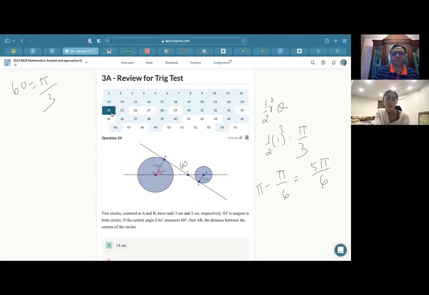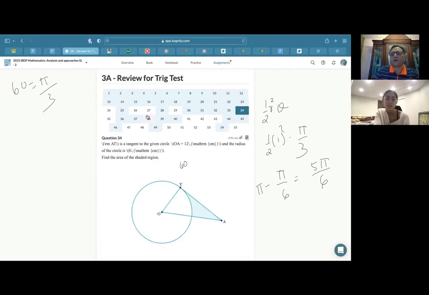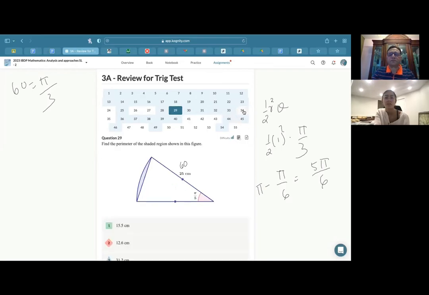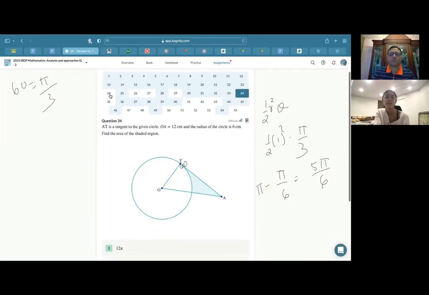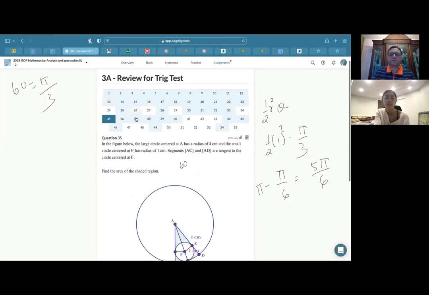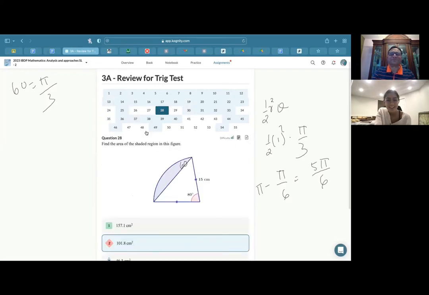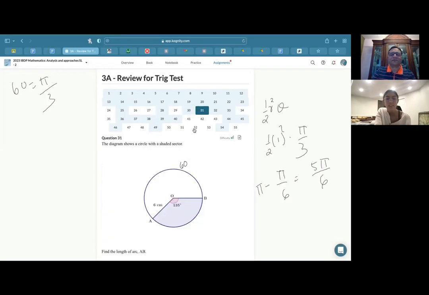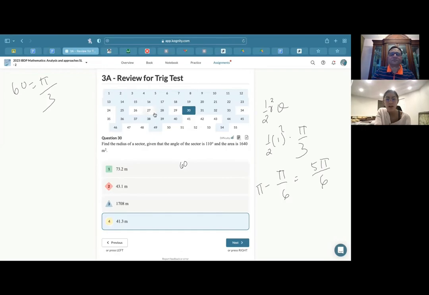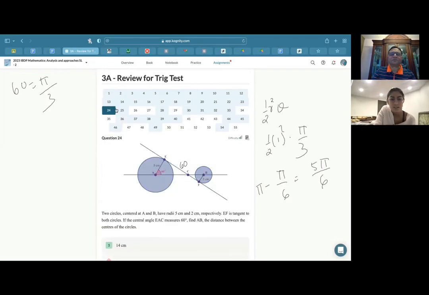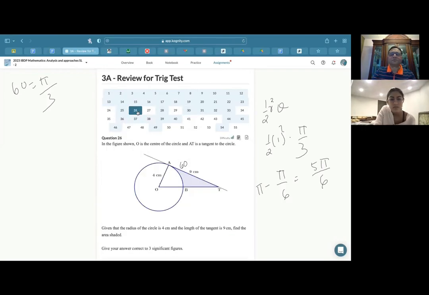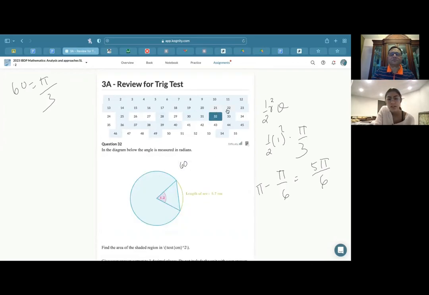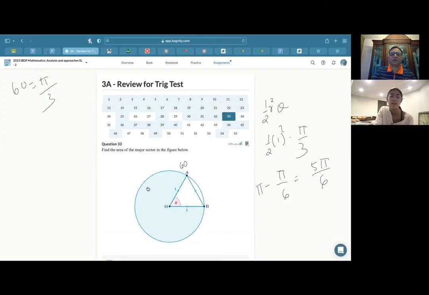Let me just show you that. Which one was it? The last question, that area. No, where did it go? Here. No, where is it? Where did it go? I'm sorry, I don't know where it went. Okay, there we go.